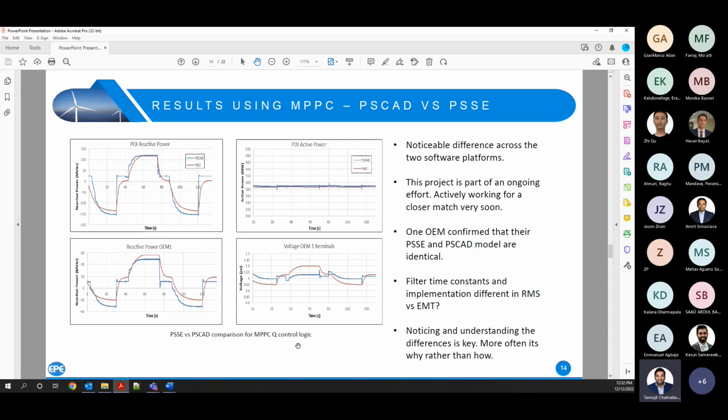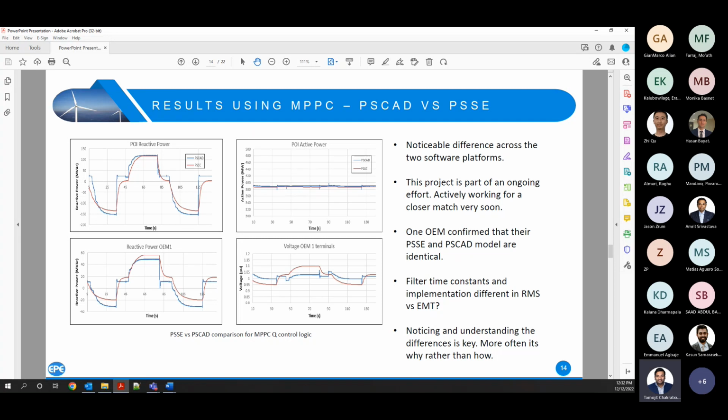But it's very important to understand the complexity behind the control logic, not only for the wind turbines as well as the power plant controllers, but also from the OEMs. For example, one OEM confirmed that the PSSC and PSCAD model is identical. We still don't know about the other two OEMs. So there could be a lot of unknowns and differences across the two software platforms that could cause such a difference.